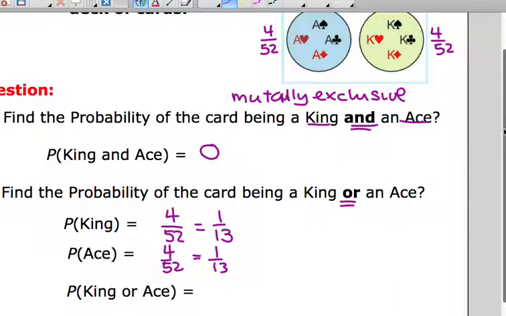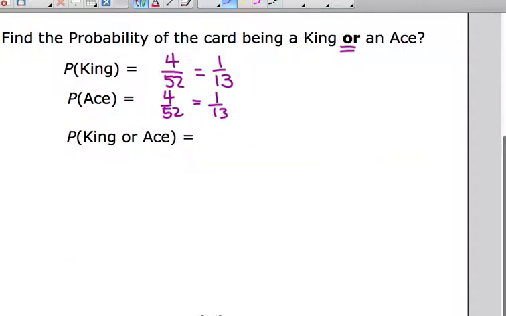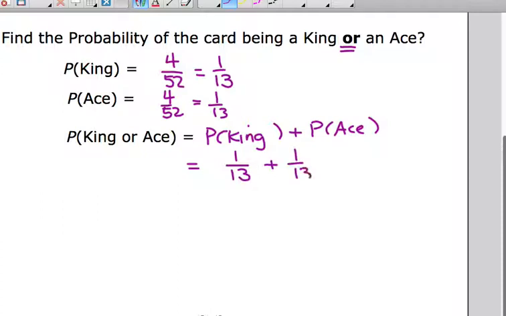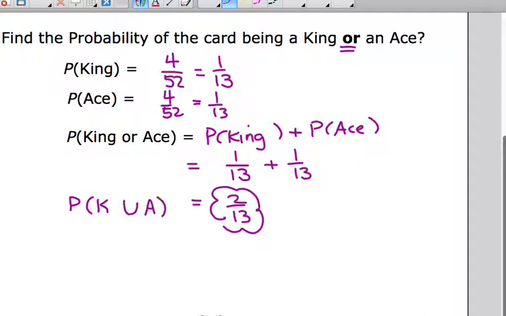Now we're going to go ahead and use the equation that we learned. To find the probability of a king or an ace, you take the probability of the king plus the probability of the ace. So you have a 1 out of 13 plus a 1 out of 13 chance. So you have a 2 out of 13 chance of getting the probability of being a king or an ace. So if you want to note notation, king or an ace, that's your notation of "or."